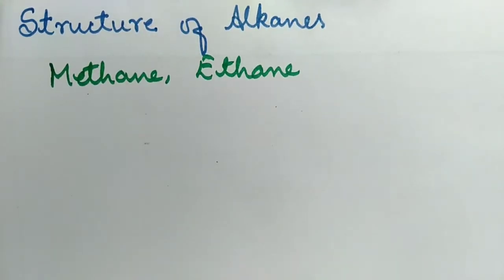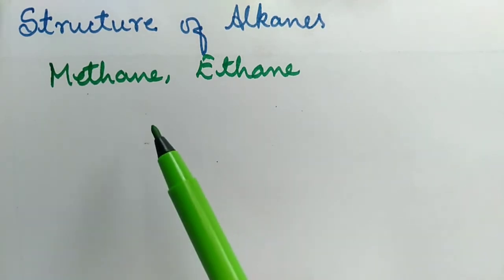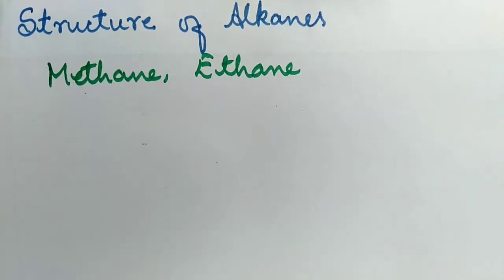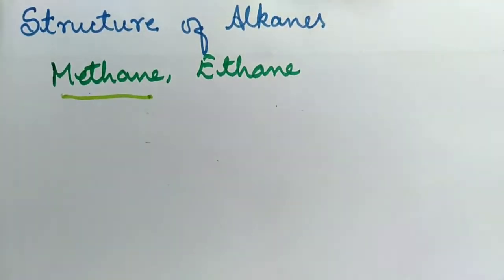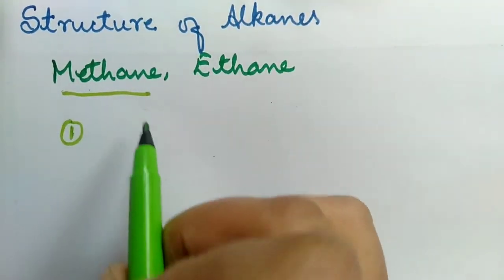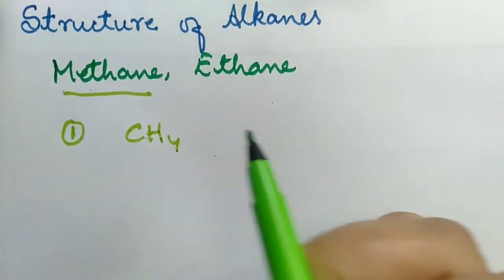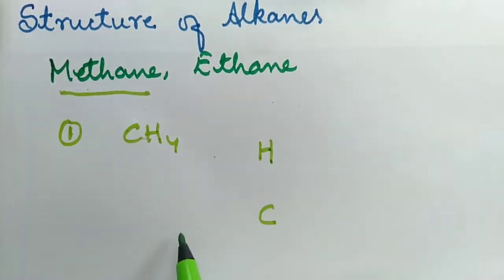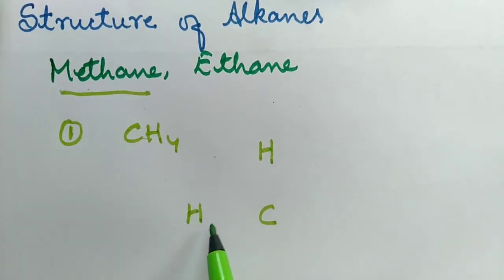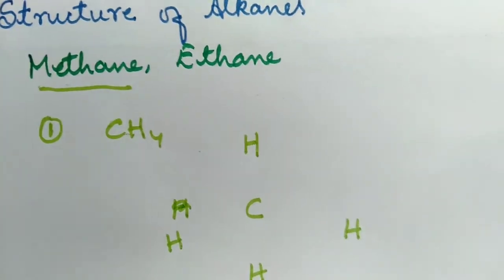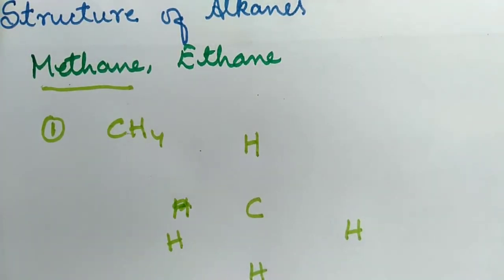Next, we come to the structure of alkanes. We are going to look only at the structure of methane and ethane, and it follows the same concept for the higher members of alkanes. Okay? Now first we come to methane. For methane, the molecular formula is CH4. That is, we have carbon, hydrogen, hydrogen, hydrogen, hydrogen. Okay, as of now, leave this one as it is.